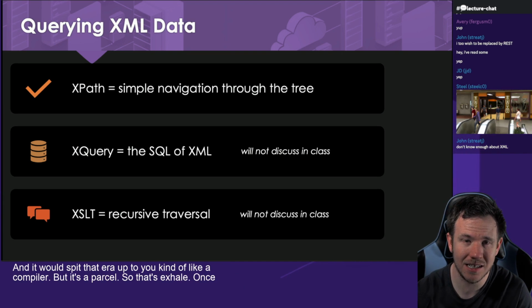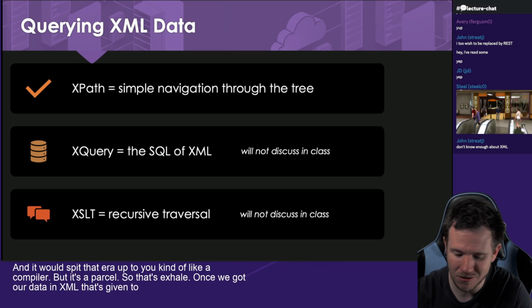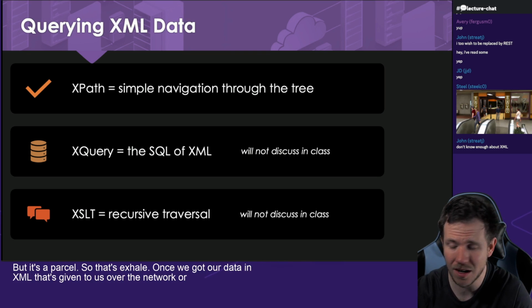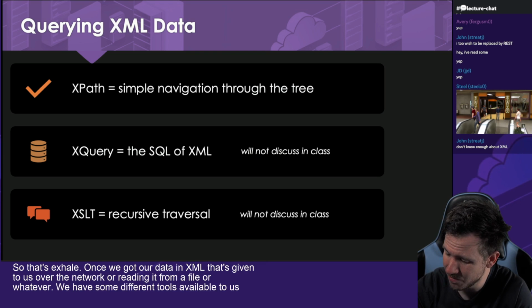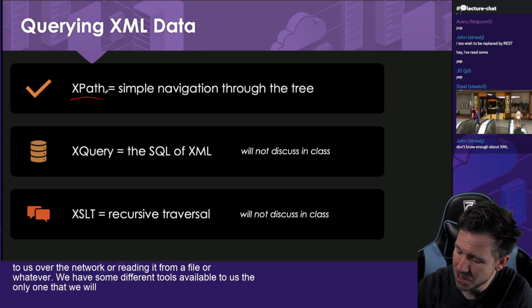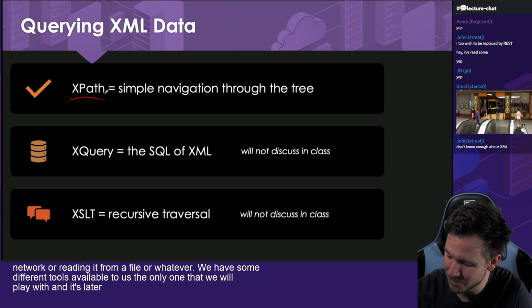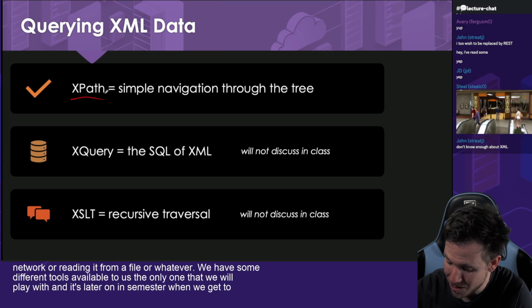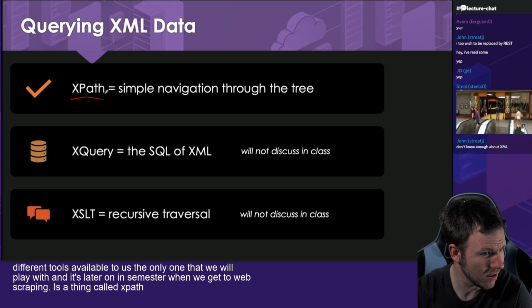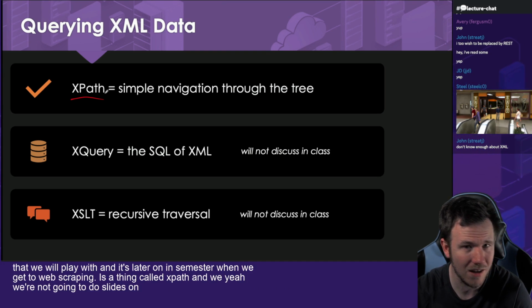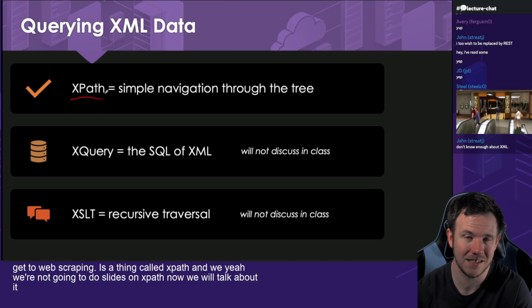Once we've got our data in XML that's given to us over the network, or we're reading it from a file or whatever, we have some different tools available to us. The only one that we will play with, and it's later on in semester when we get to web scraping, is a thing called XPath. We're not going to do slides on XPath now. We will talk about it later on in the context of web scraping, right?